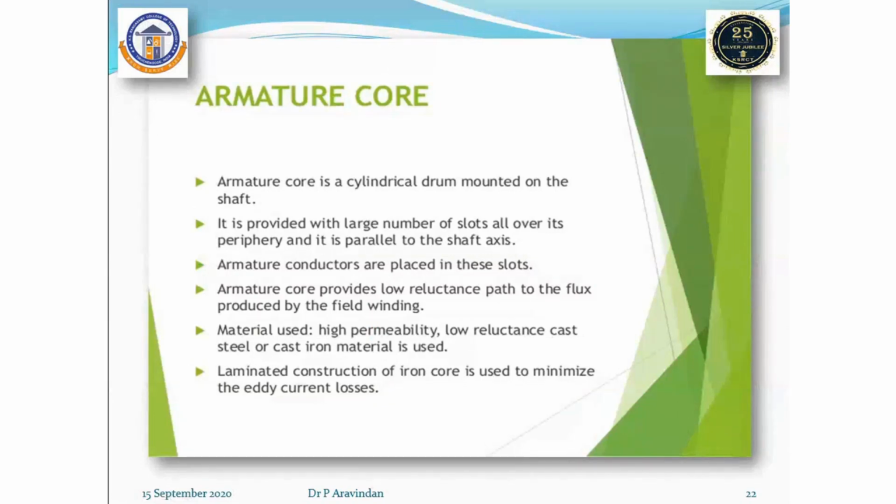Okay, the same thing, it is a conclusion of our armature core. Whatever you studied, the same thing. The laminated construction of the iron core is used to minimize the eddy current losses. Whatever you have studied in your analysis, the same thing you have to repeat here. Materials used for the armature core are high permeability, low reluctance cast steel or cast iron materials. It should be used.